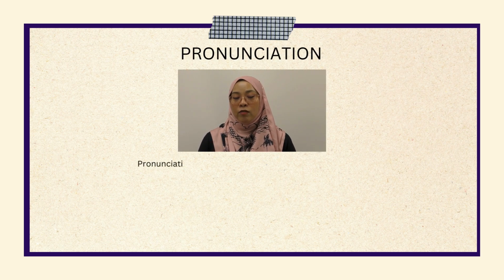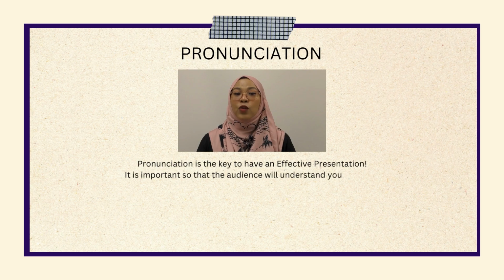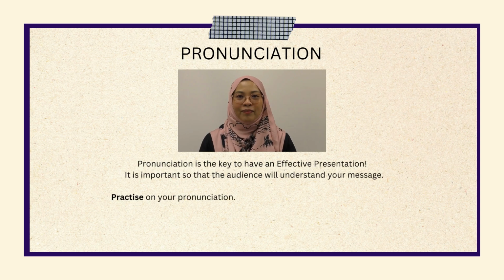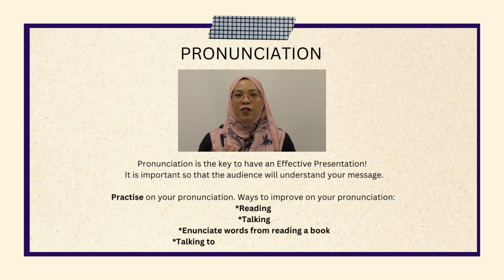So for verbal communication, the most important thing that you have to remember is the pronunciation. Pronunciation is all about making sure your sound is clear and easy to understand. By using the correct sounds when you speak, others can quickly understand what you are trying to say, or even what you are trying to convey. So practice on your pronunciation. So how do you do that? By reading, by talking, and by trying to enunciate each word when you are reading a book. Or even you can try talking to yourself in front of the mirror.